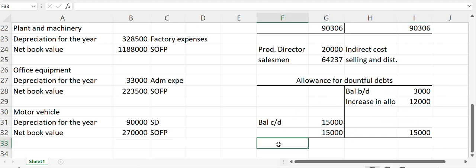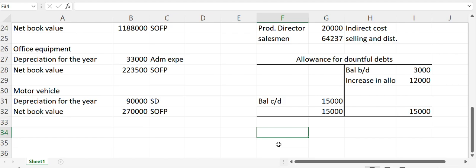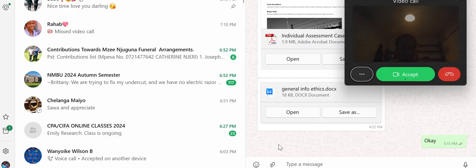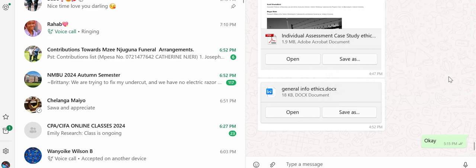But now you also need to be careful for account receivables.